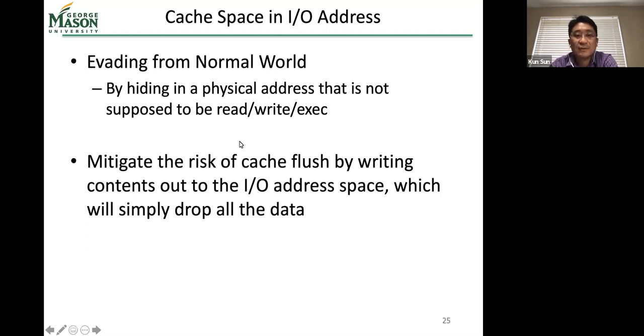Another thing we do is for the cache. The rich OS does cache flushing, right? They want to flush the content out to memory, but by mapping this to I/O addresses, we make sure that when the cache data is flushed out, it will simply be dropped.